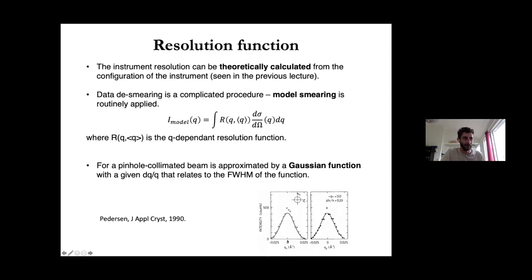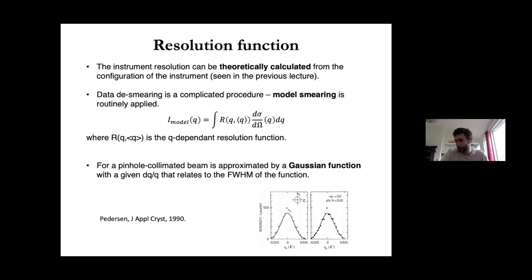So basically you have your Q value here at zero, and then you have, let's say, some Q spread around this. This type of approach is used to calculate the dQ divided by Q, so the resolution of each of the Q points. And then we apply that to our theoretical model, and in that way, we account for the resolution of the measurement.